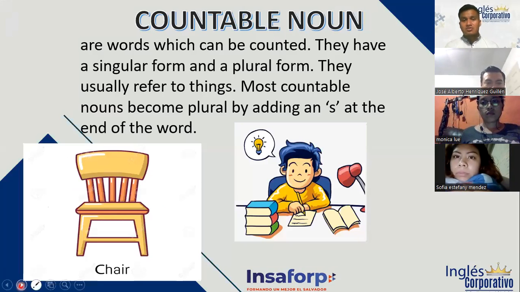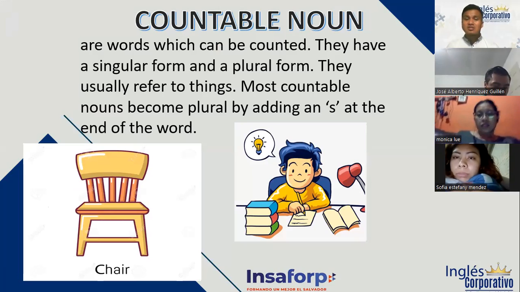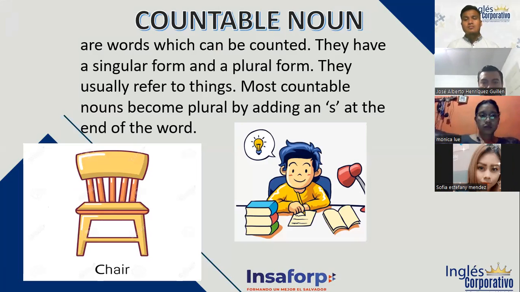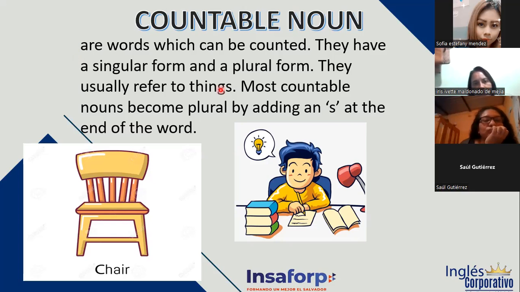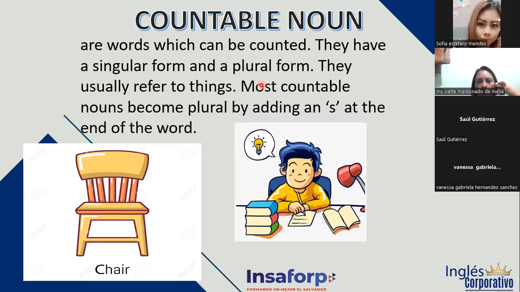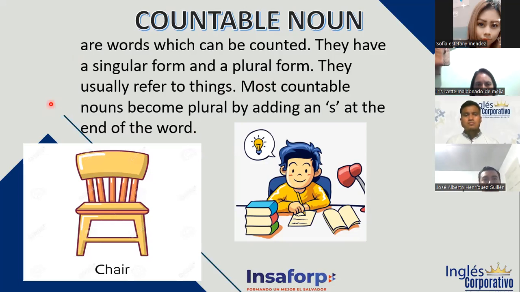So we're going to go first with a brief definition about what a countable noun is. So I will need two volunteers. Sophia and Iris. Sophia, help me reading from here until here. And then, Iris, you will help me reading from here until here, okay? Thank you. Okay. Countable noun. A word which can be counted. They have a singular form and plural form. They usually refer to things. Thank you very much, Iris.